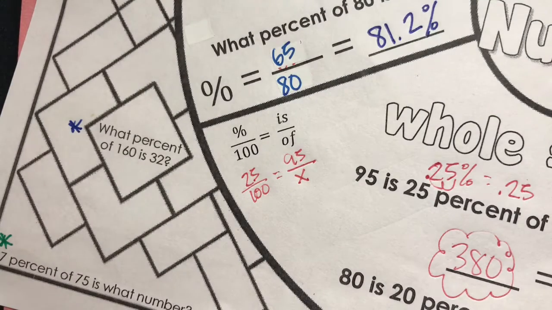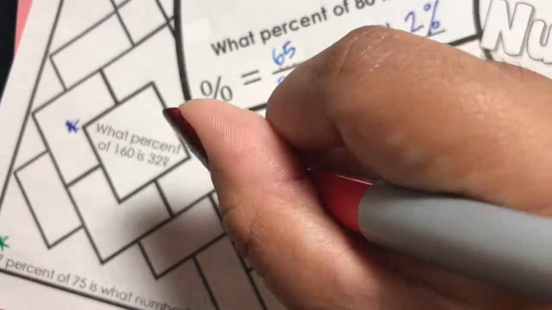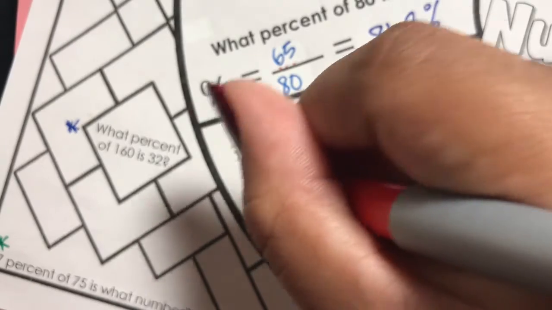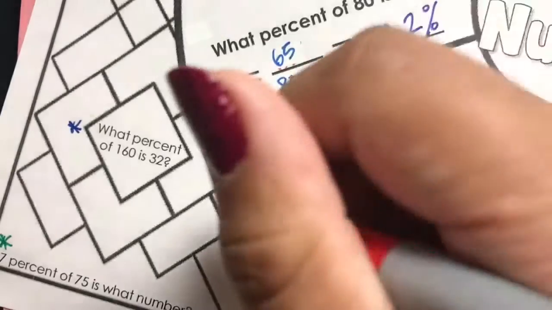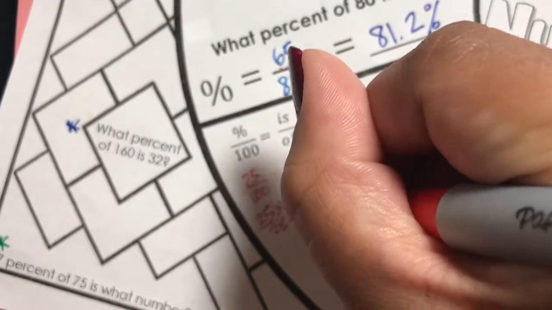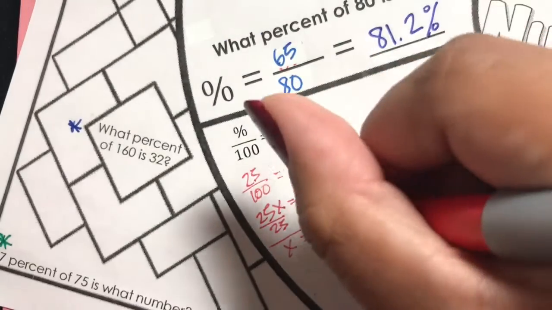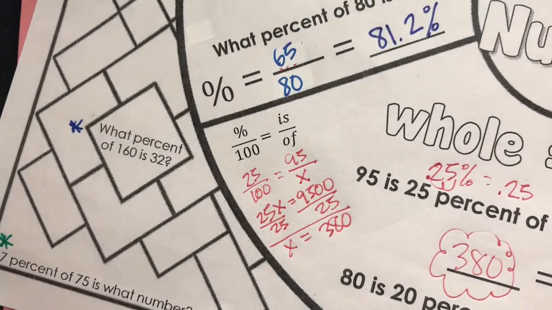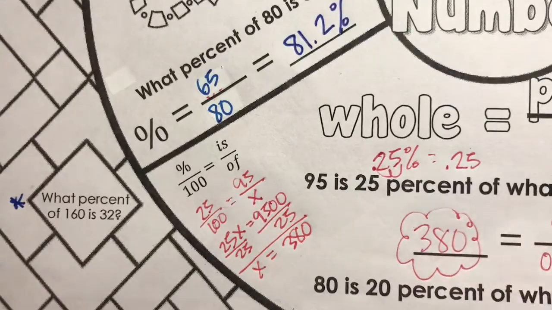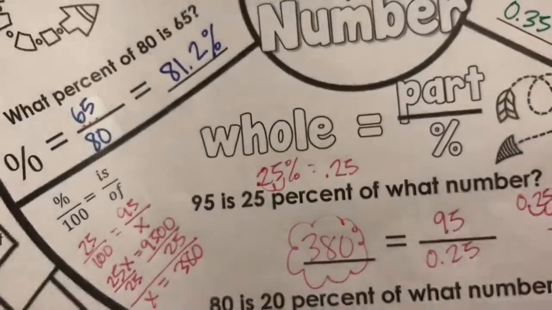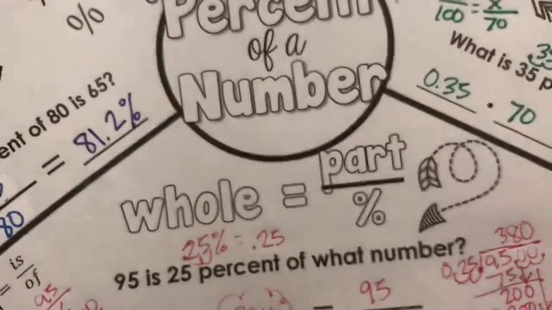So the same method that we used for the last 2 problems, we're going to cross multiply. 25 times x equals 100 times 95, which is 9,500. Then if you divide each side by 25 to get rid of the 25, you're left with x equals 380. Okay, because 9,500 divided by 25 is 380. It's the same method that we're doing here, except we're just doing simple division. But if you need to see it in this way, that's okay too.